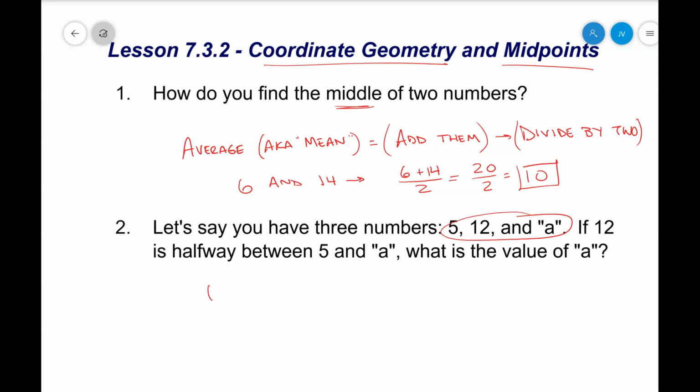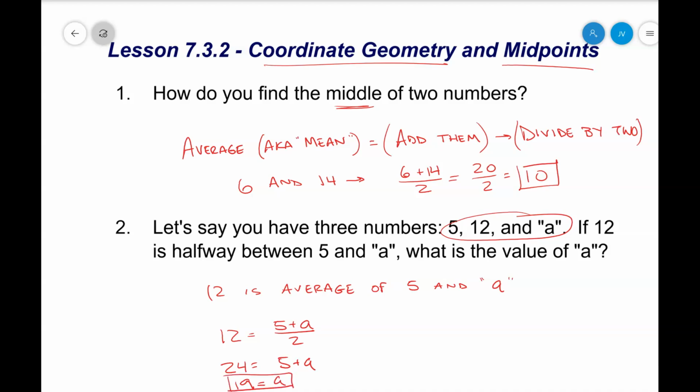Well, really that means 12 is the average of 5 and a. So we could set up an equation that looks like this: 12 equals (5 plus a) over 2. And we could then multiply both sides by 2. That gives us 24 equals 5 plus a. And then we could subtract 5 from both sides, and we get the result that a is 19. That's one way to do it.